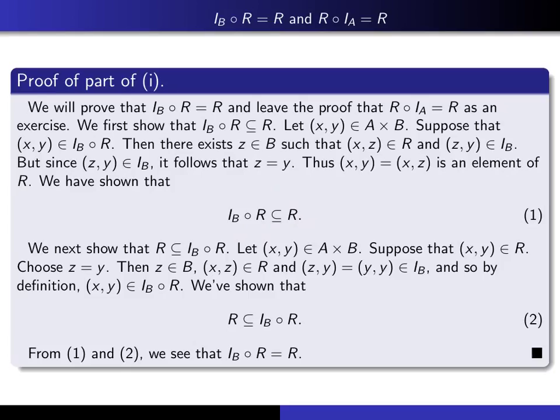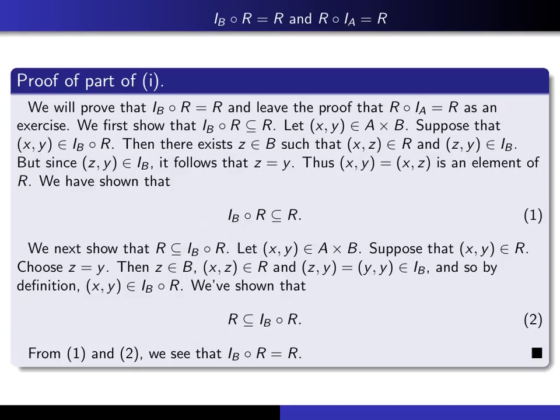Now we have to prove the converse, the opposite inclusion, that R is a subset of this composition. So again, we begin by giving ourselves an element of the Cartesian product, and we assume that that element lies in the left-hand side, and I have to prove that it lies in this composition. Well, in order to lie in a certain composition, we have to prove the existence of a certain linking element in B.